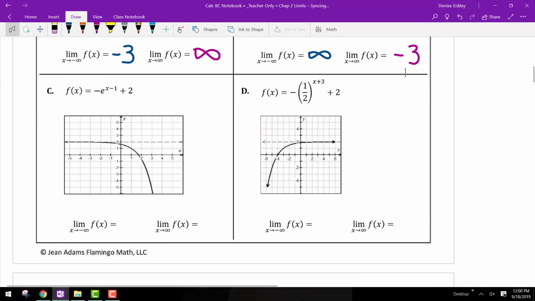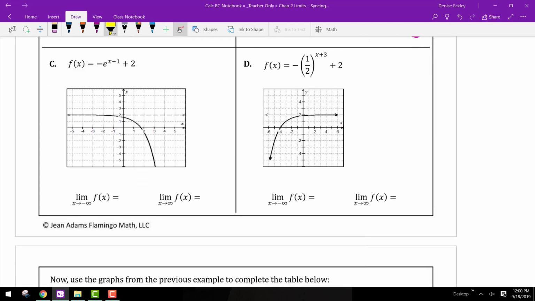Okay, the next two. C is dealing with our natural base e. Now we have a reflection because we have a negative sign in front of the e. We're looking first for the limit as x approaches negative infinity, so that would be this way, and we're headed up to that horizontal asymptote, which is 2. Then the limit as x approaches positive infinity, we're headed down this way, so it's going to be -infinity.